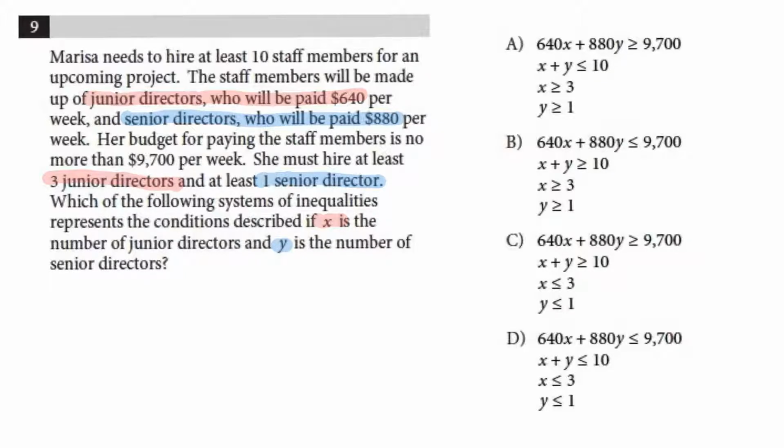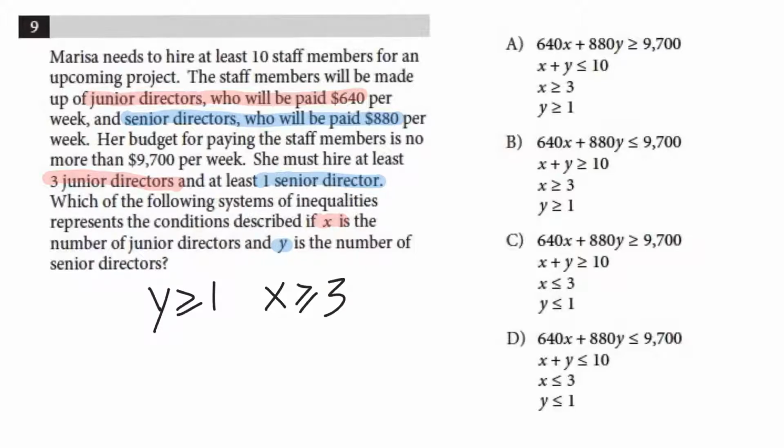Okay, well, let's just start with the second set of data here. We need at least 1 senior director, so that's Y. So Y has to be greater than or equal to 1. At least 3 junior directors, so that's X. X has to be greater than or equal to 3.